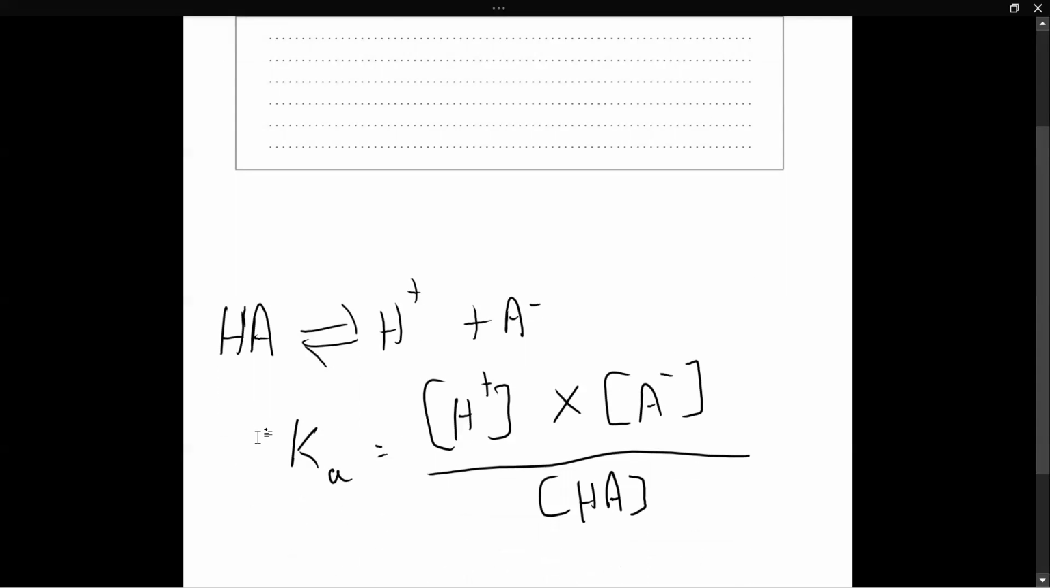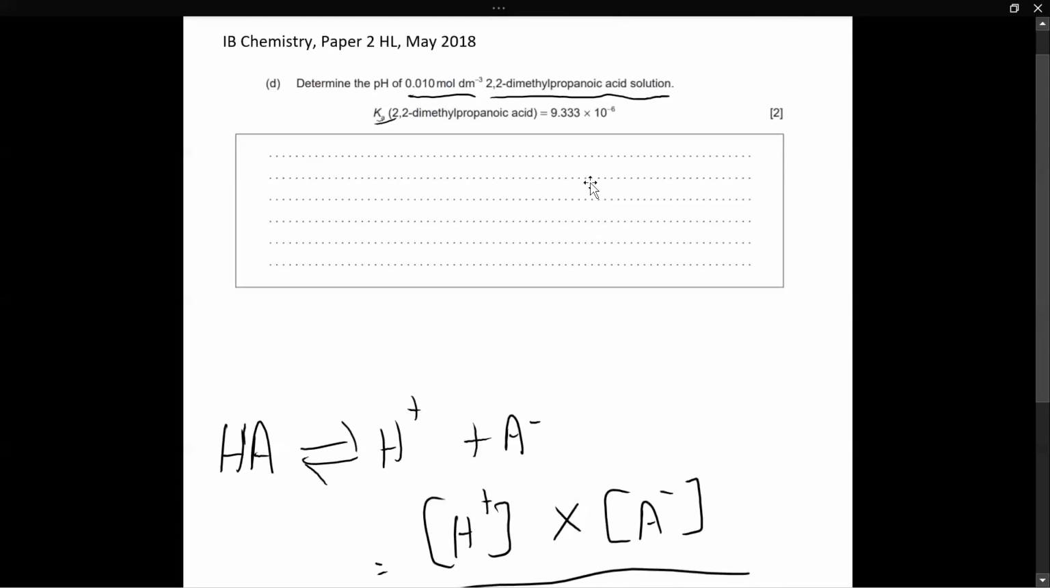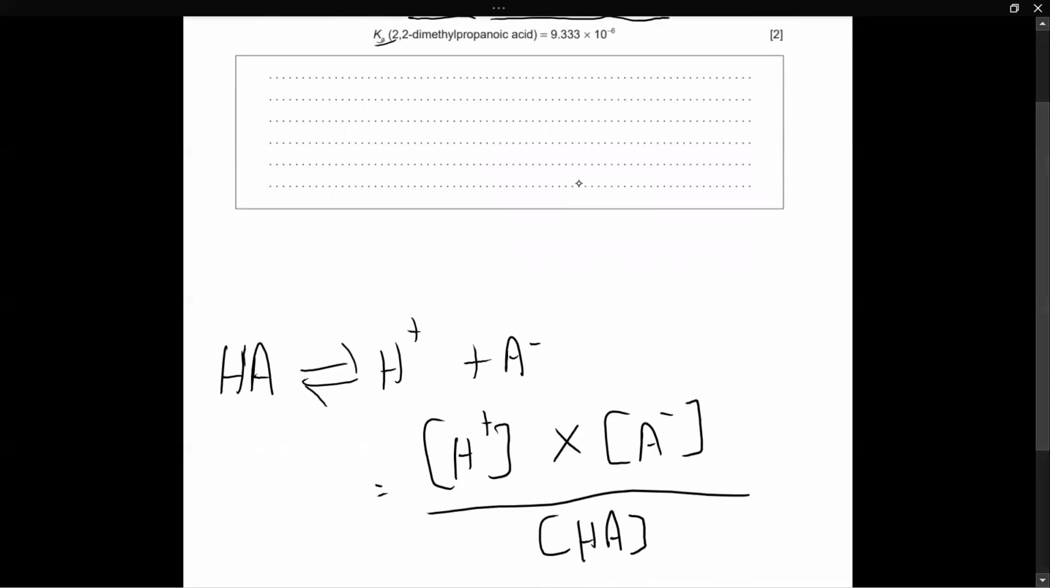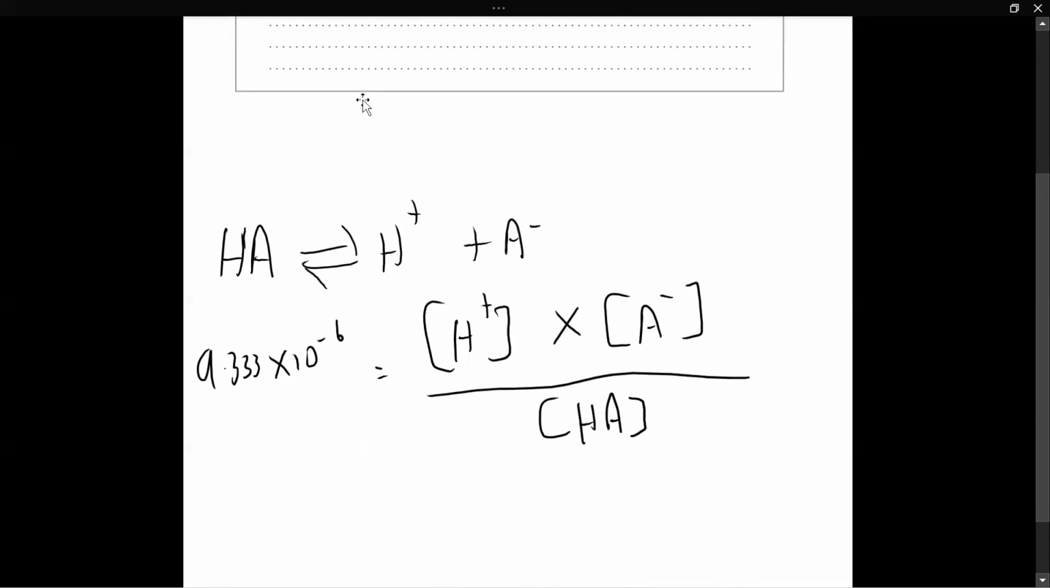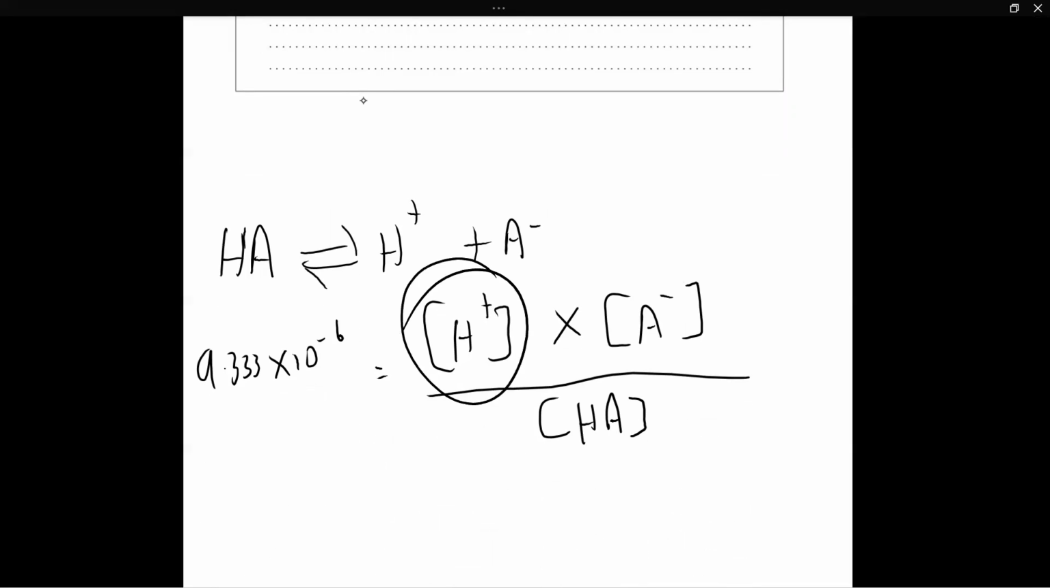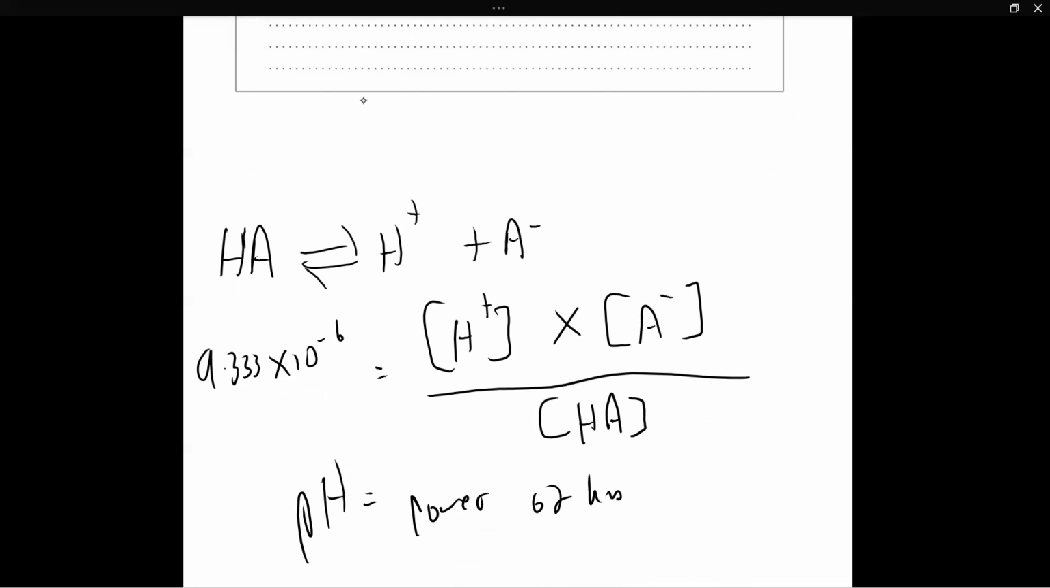So we know the value of Ka that's given to us in the question, right? The Ka value is 9.333 times 10^-6. And they've asked us to calculate the pH. Now, the only way we can calculate the pH is if we know the concentration of H+. If we don't know the concentration of H+, we can't calculate the pH, because pH literally stands for power of hydrogen.